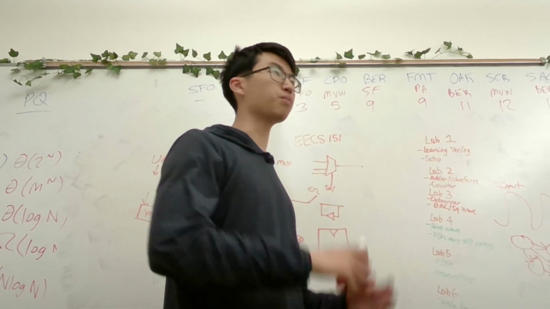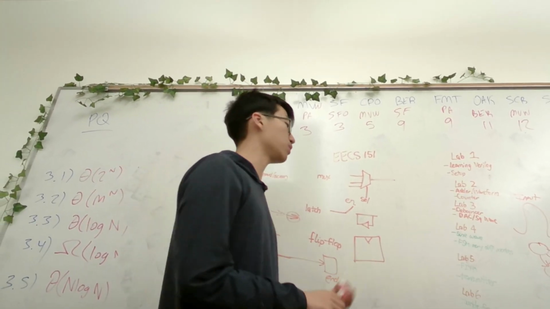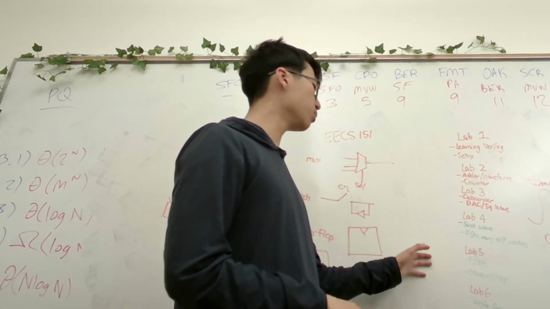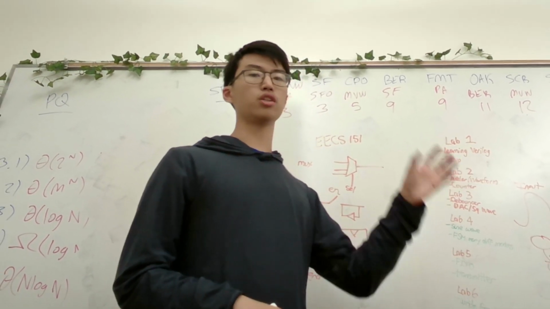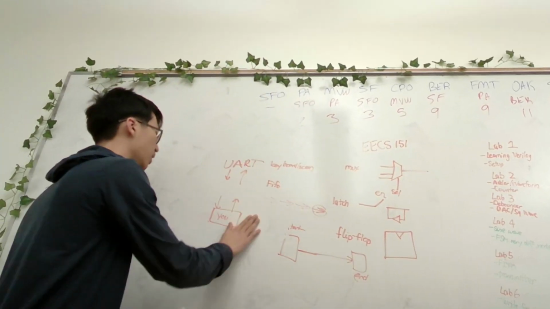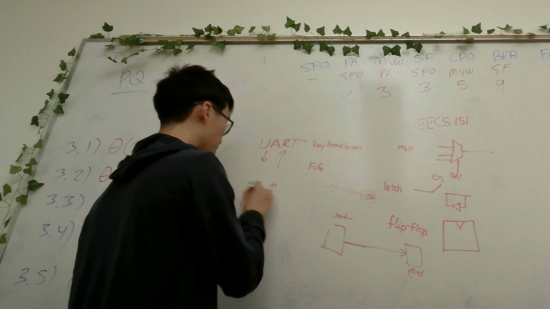I still haven't finished it. Probably should be done with it, but unfortunately, that's kind of 151. So what happens in lab six? The idea is that you have a keyboard and you want to write from the keyboard to the screen. And how that works, you have a UART, and then you're going to have a memory controller.